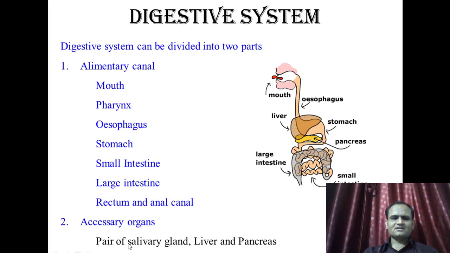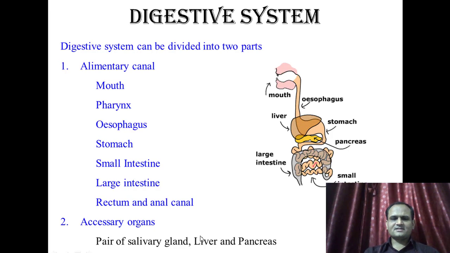What do the accessory organs consist of? Definitely accessory organs consist of pairs of salivary glands. They are located towards the region of the mouth. We will study more about the salivary glands in the latter part of the presentation. The next organs considered are the liver and the pancreas. Liver and pancreas both are considered as accessory organs.